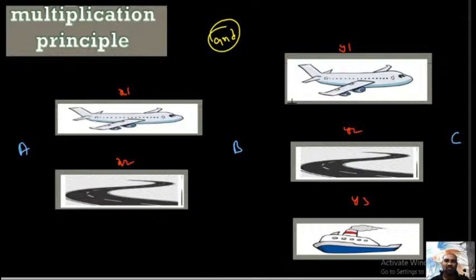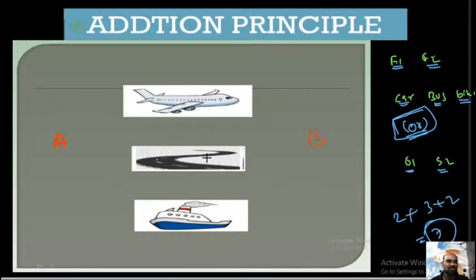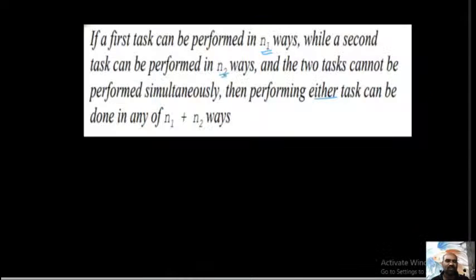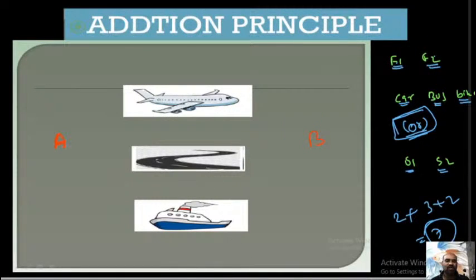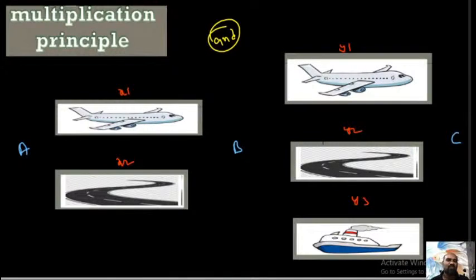He wants to travel from B to C. First of all, he should travel from A to B. One operation is dependent upon another. In the previous example, they were independent operations. So here we have dependent operations. You want to travel from A to B, then only you can travel from B to C.